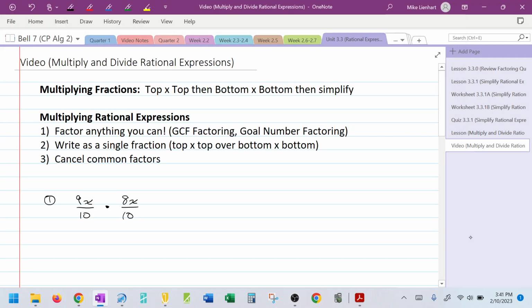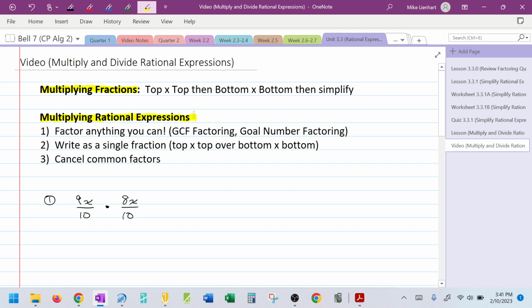This video is for multiplying and dividing rational expressions. When you're multiplying and dividing rational expressions, you have to remember, how do we multiply fractions? A lot of you probably remember we focus on top times top and then bottom times bottom, and then we look to simplify the fractions. So we find that common factor. We're going to take that idea now and apply it to multiplying rational expressions.